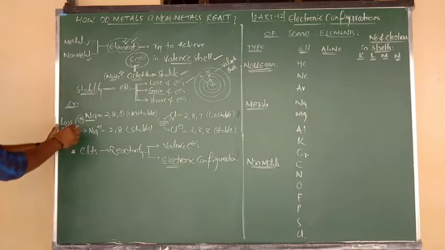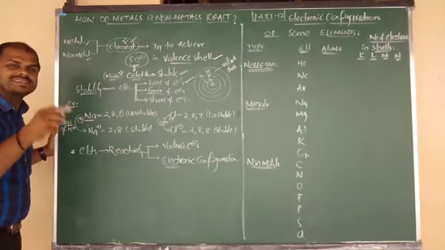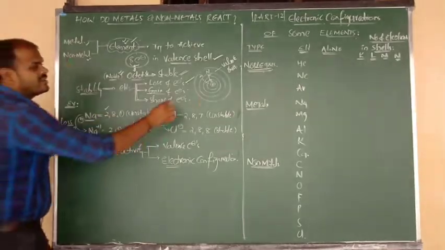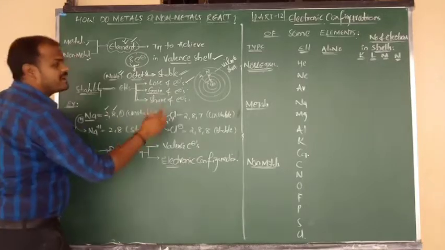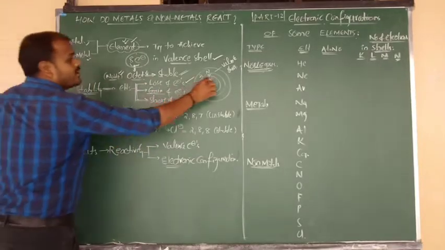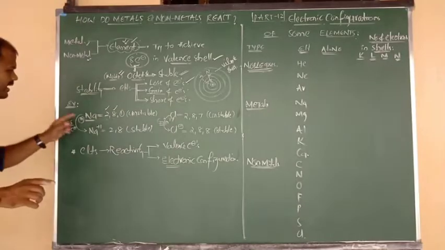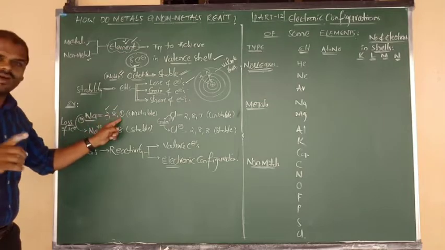So the electronic configuration of sodium is 1s2, 2s2, 2p6, 3s1. The first orbit, the K shell, contains 2 electrons, the L shell, the second orbit, contains 8 electrons, and the third, the M shell, contains 1 electron. So listen carefully, this is the electronic configuration of sodium: 2, 8, 1.